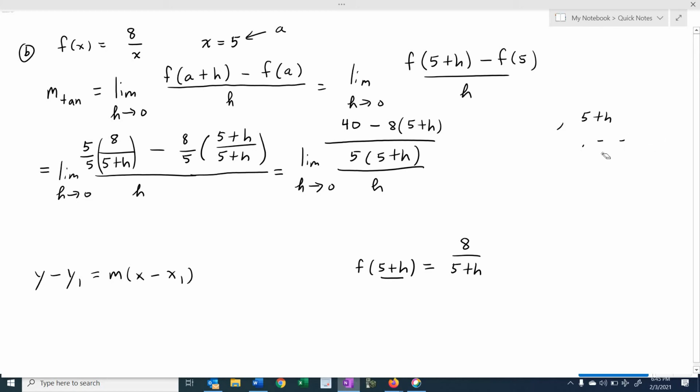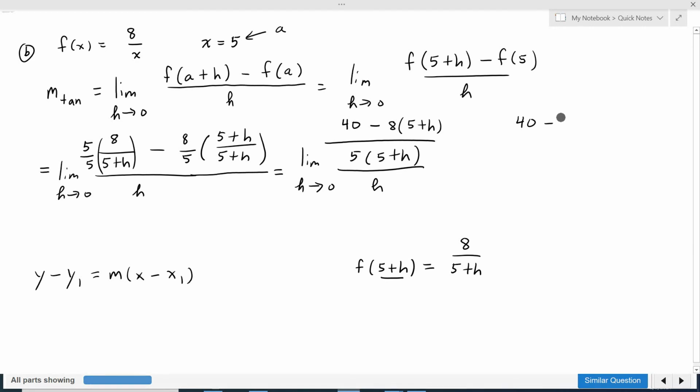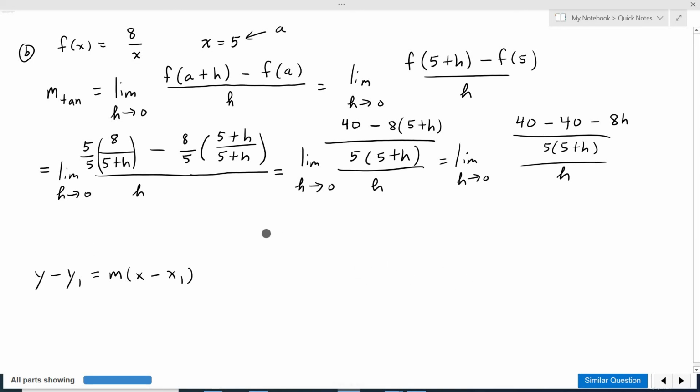Okay, so let's clean this up a little bit. Let's go ahead and distribute this negative 8 to both of these. So that's going to leave us with 40 minus 40 minus 8h. You distribute it to here and you get minus 40, and you distribute it here and you get minus 8h. And then that's divided by this common denominator, which is also divided by this h. Notice the 40s cancel out, and that's going to leave you with a minus 8h on top.